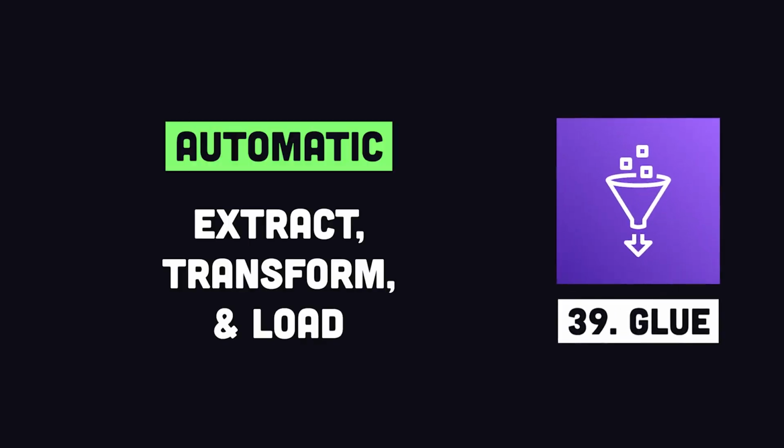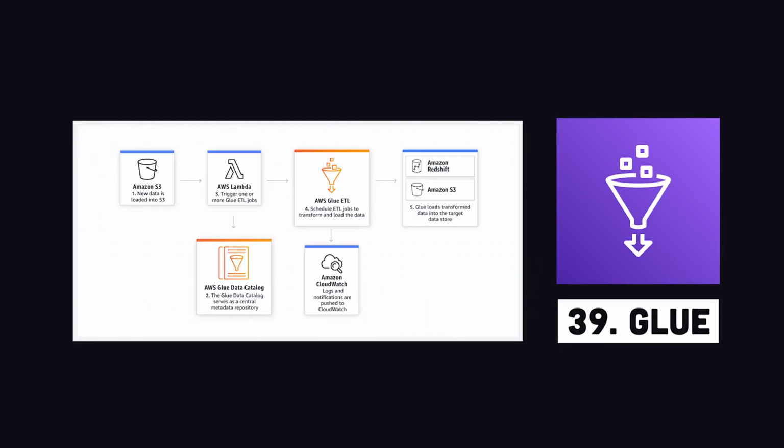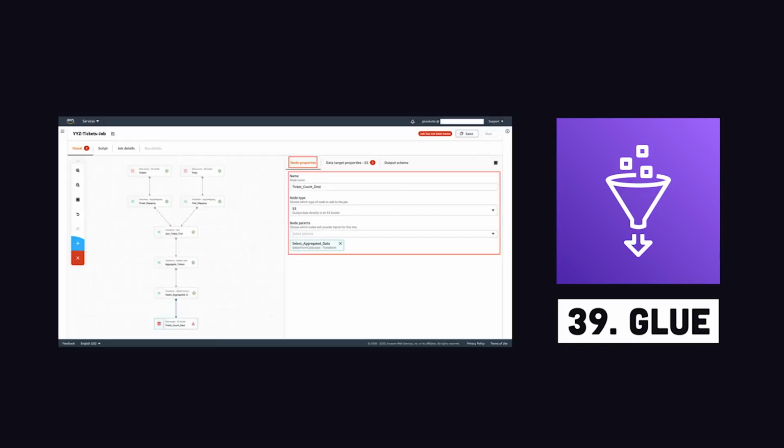Glue is a serverless product that makes it much easier to extract, transform, and load your data. It can automatically connect to other data sources on AWS like Aurora, Redshift, and S3, and has a tool called Glue Studio so you can create jobs without having to write any actual source code.